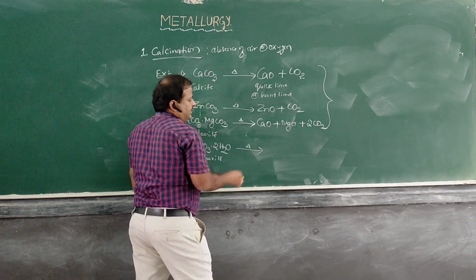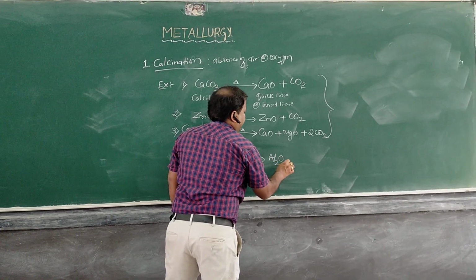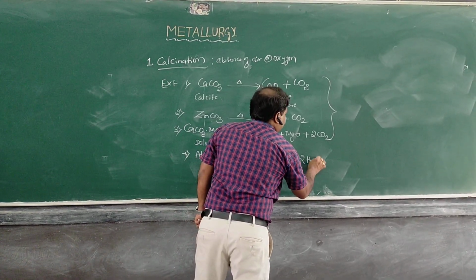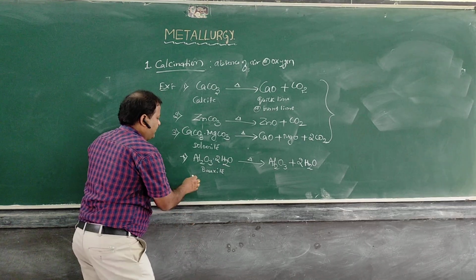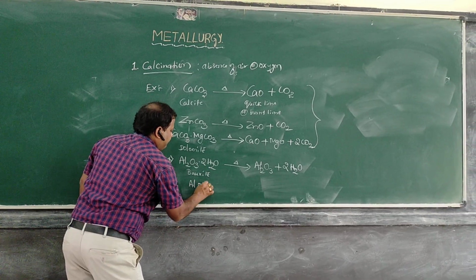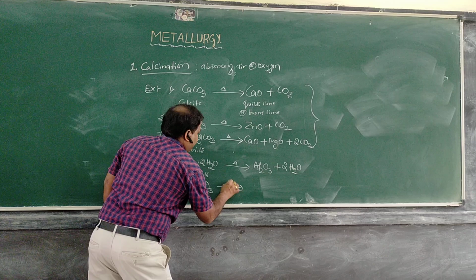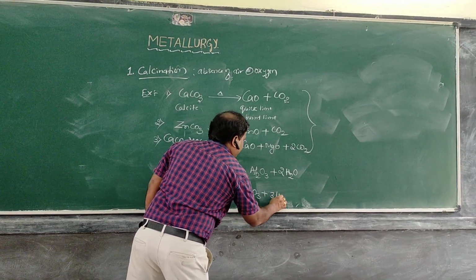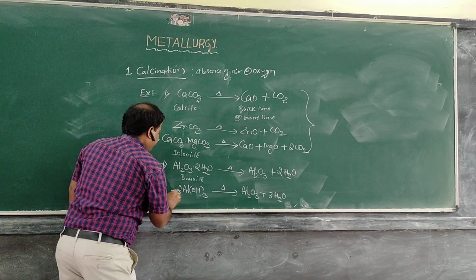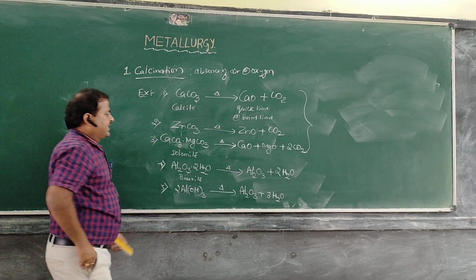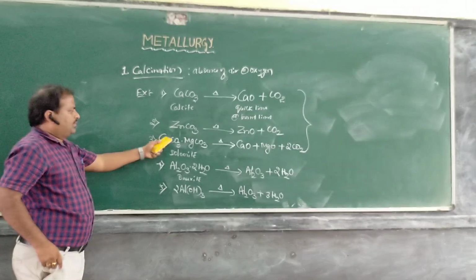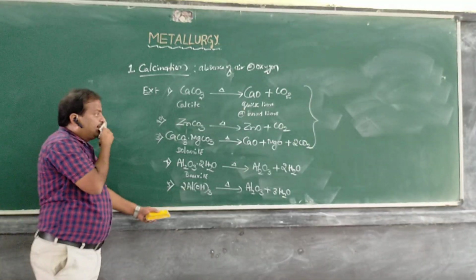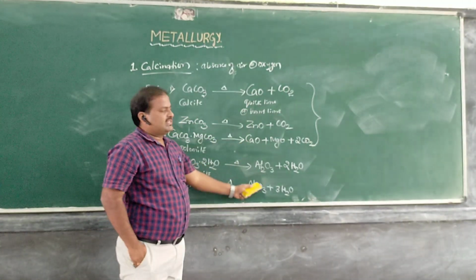This undergoes calcination, we get aluminum oxide plus water. Or in case of hydroxide, so these are the examples where carbonate ore, oxide ore and hydroxide ore are converted into corresponding metal oxides.